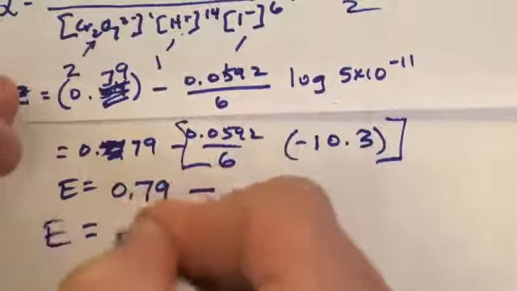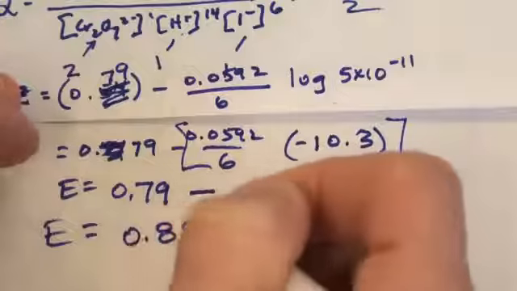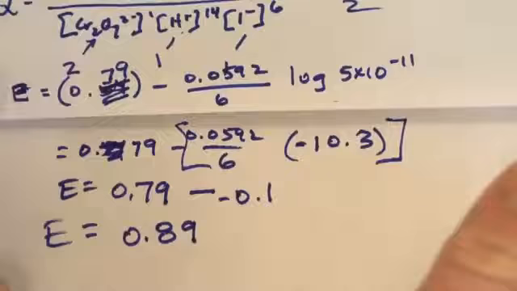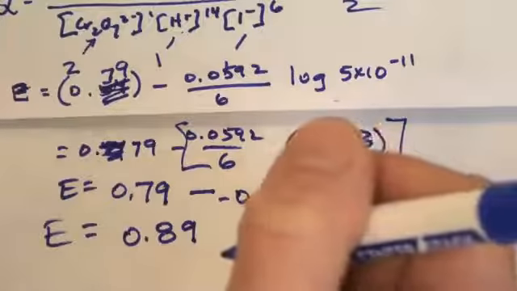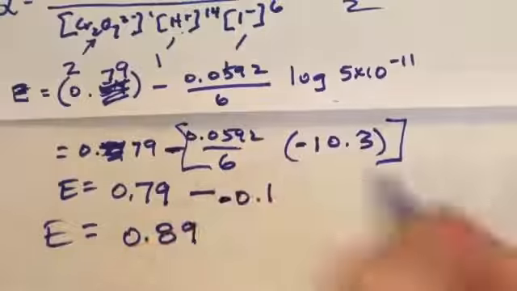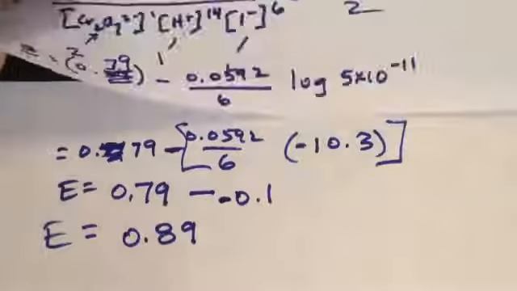And so my E at non-standard conditions is 0.89 volts, because this is a negative number right here, and it's a minus number. So 0.79 plus 0.1 is 0.89. So this minus sign here and this minus sign here end up canceling each other out, making a positive. Okay, so that's the use of a Nernst equation. Let's go on to the next page.